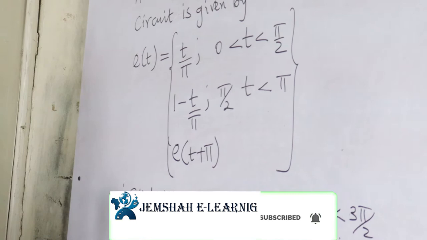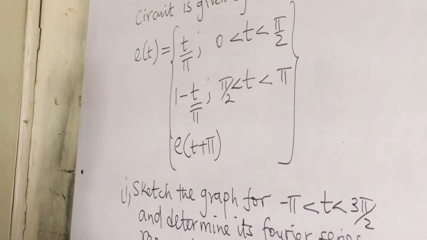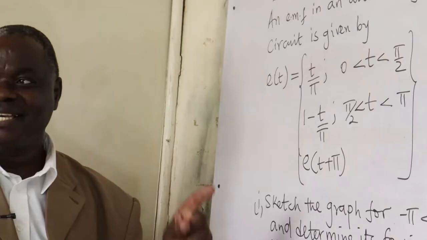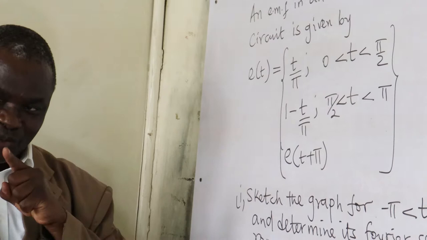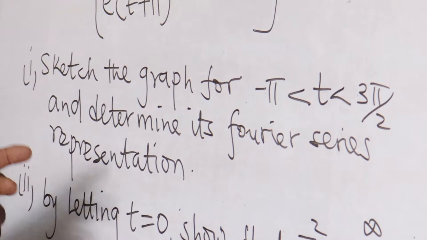Oh yeah, there is that sign. So pi all over 2 to pi. So this function is of period what? Pi. So meaning our 2L is equal to pi, so L will be equal to what? Pi all over 2. That will be our L. So you sketch the graph for t in between minus pi and positive 3 pi all over 2, and determine its Fourier series representation.